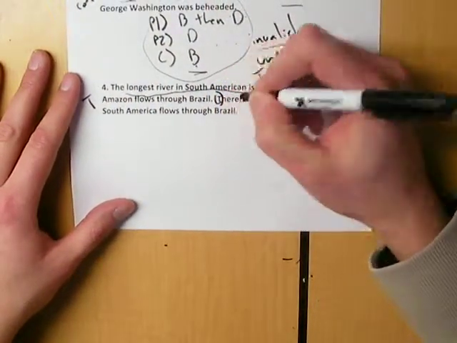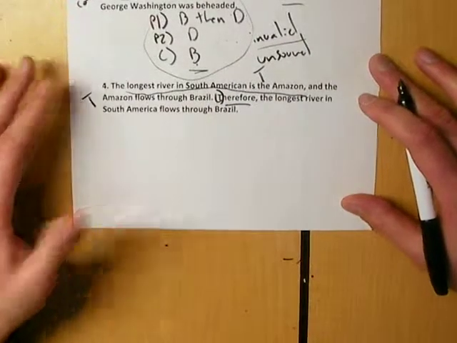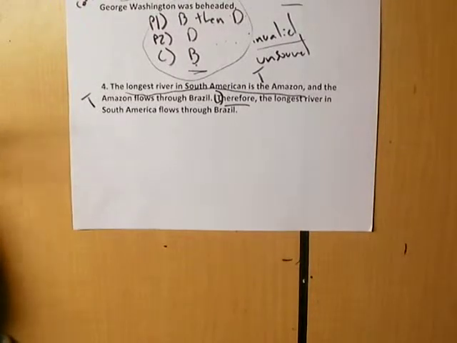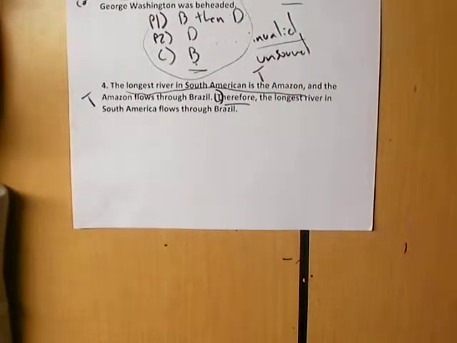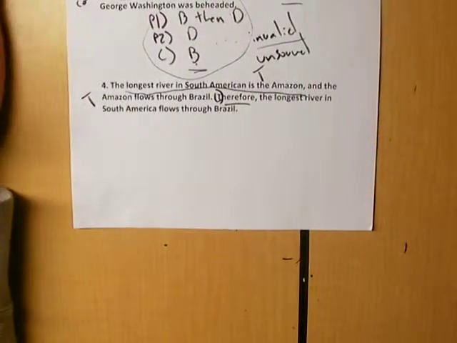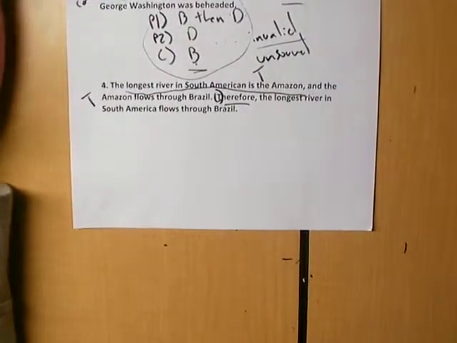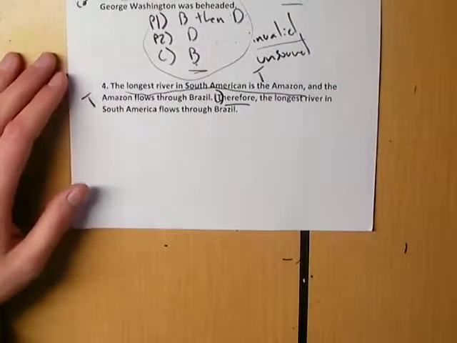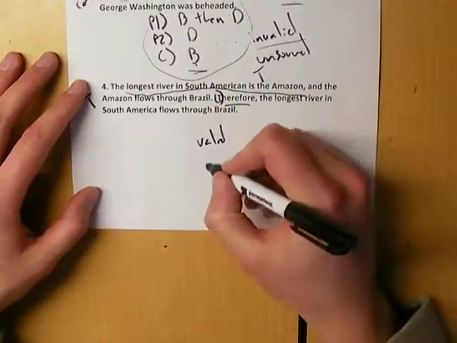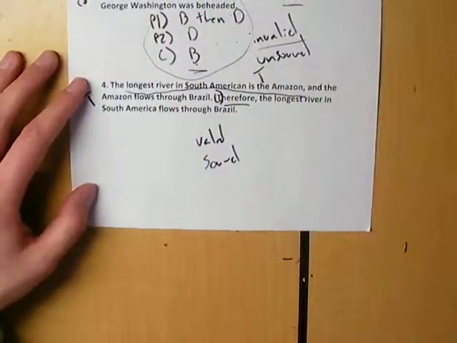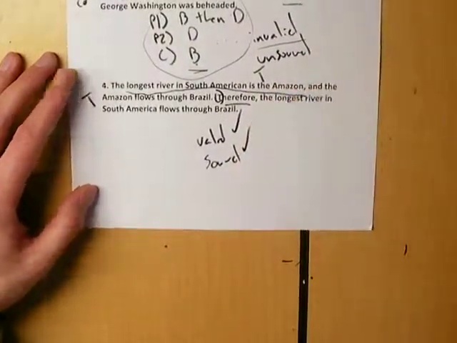Therefore, there's our conclusion. Conclusion indicator, of course, obvious one. The longest river in South America flows through Brazil. So if these two are true, longest river in South America is the Amazon. The Amazon flows through Brazil. Therefore, the longest river flows through Brazil. That's got to be the case. So this one's valid, and I've already noted here the premises are actually true. So this one then is sound. Both conditions are met. It's valid, check. It's got true premises, check. So that means it's sound.